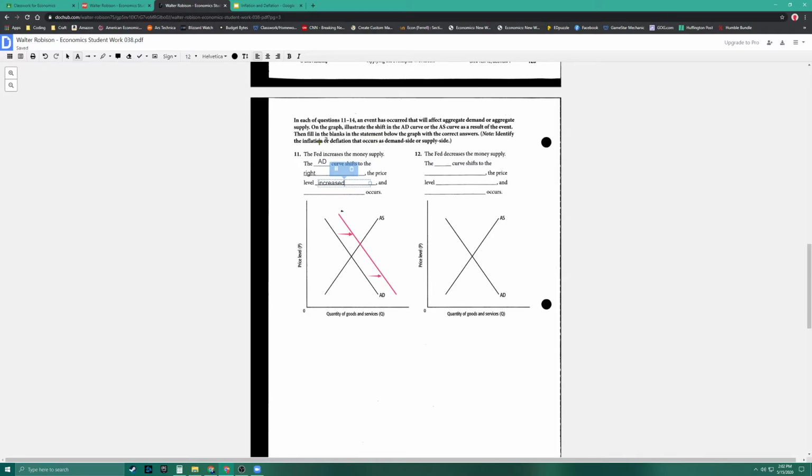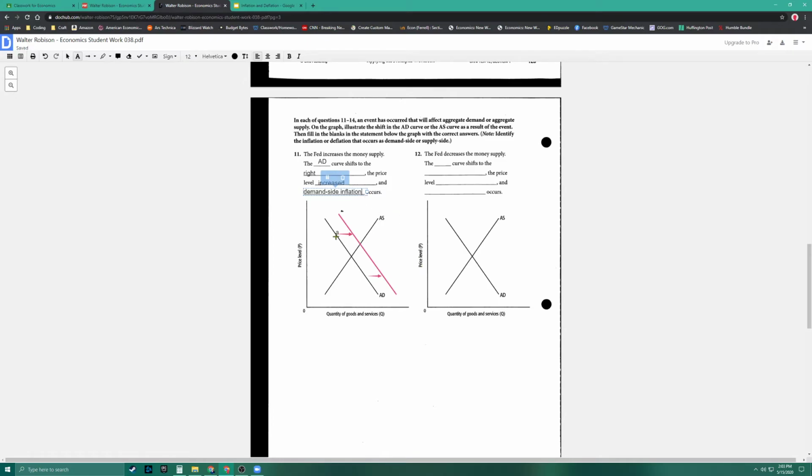So remember, this is where you would answer, is it demand or supply side? And is it inflation or deflation? Well, this is increased, okay? Move to the left. And since it's aggregate demand, this is demand side inflation has occurred. All right. And you know, these assignments are so very creative.